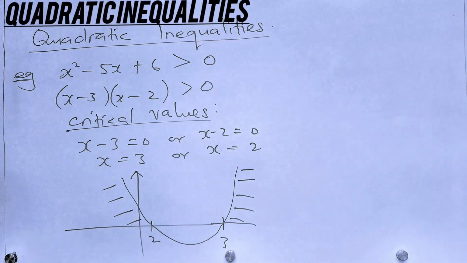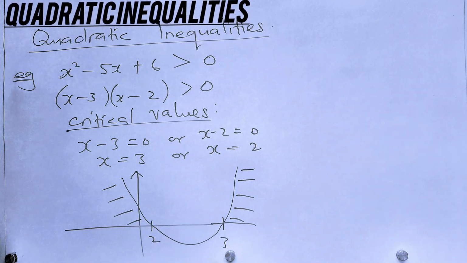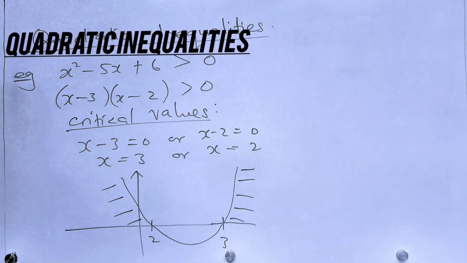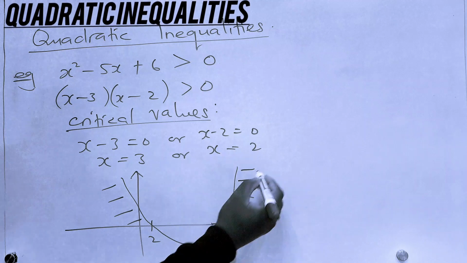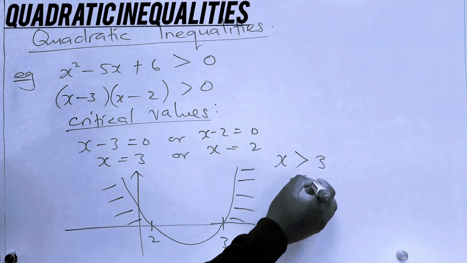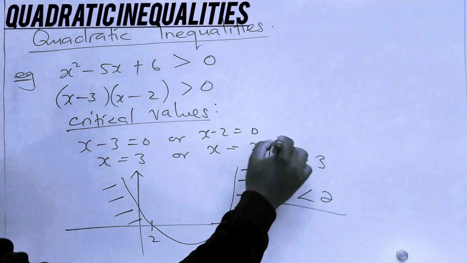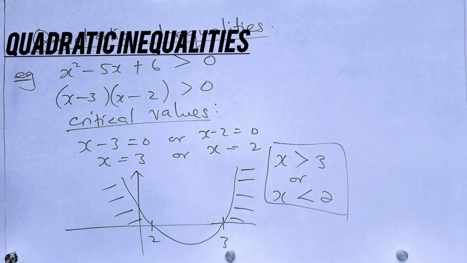Then our solution is going to be xc greater than 3 or xc less than 2. So that will be our solution. These are the solutions of our inequality.